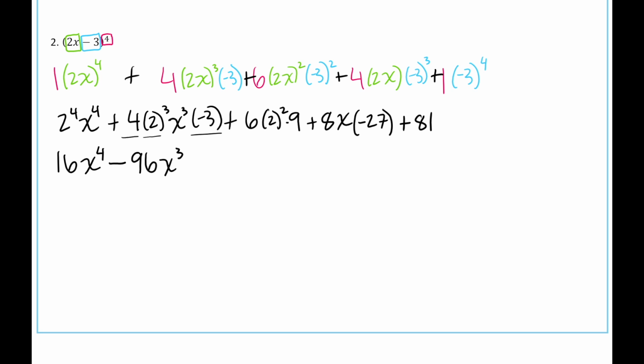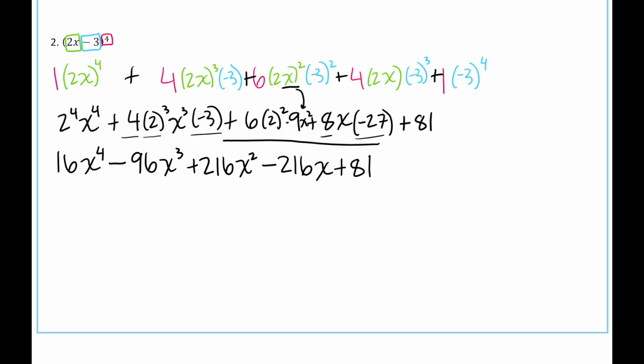Oh, forgot to put my x squared in there. That is going to be positive 216x squared. And then I'm going to do 8 times negative 27, which is negative 216. And then I have my x plus 81.